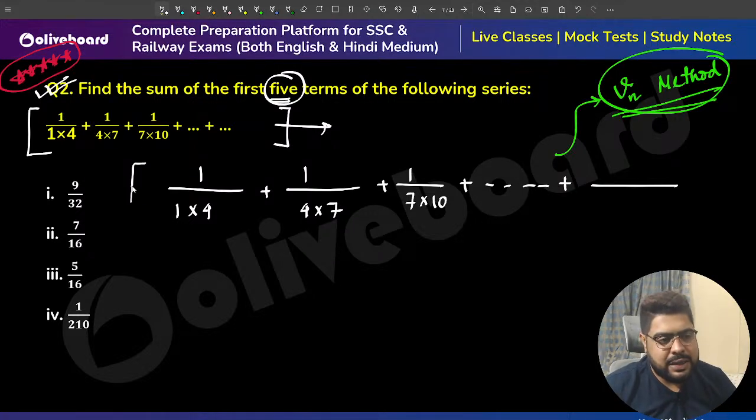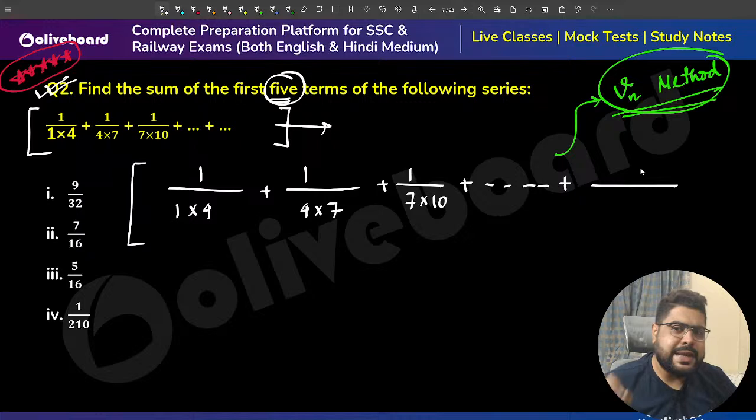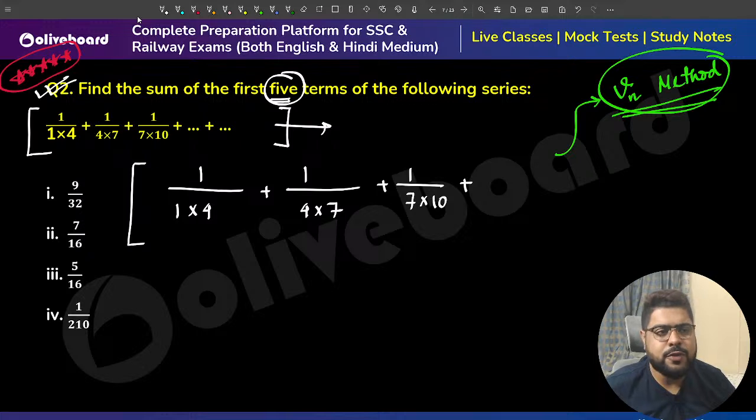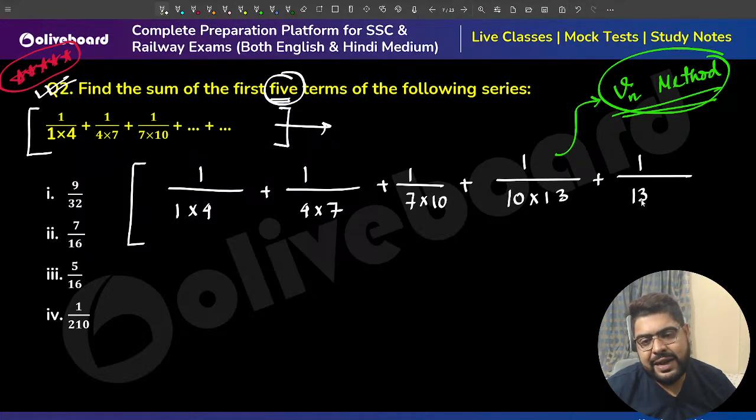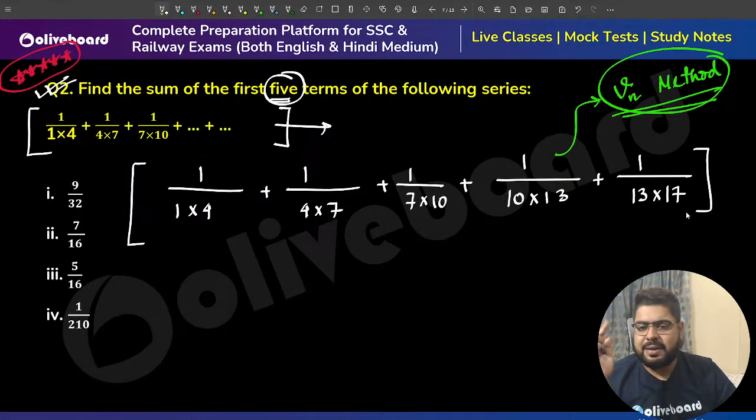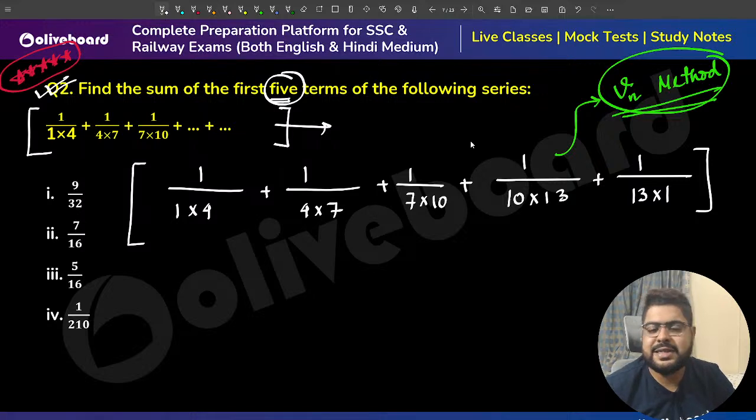Now, can you guys tell me what will be the 5th term? Sir, 7 into 10, so the 4th term. If I write down all the terms here, the 4th term will be 1 by 10 into 13, plus 1 by 13 into 16. Sorry, 13 into 16.